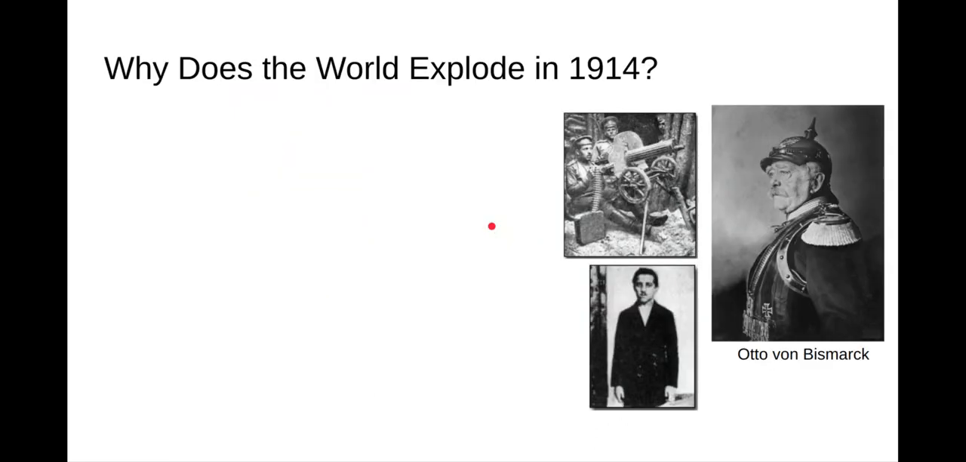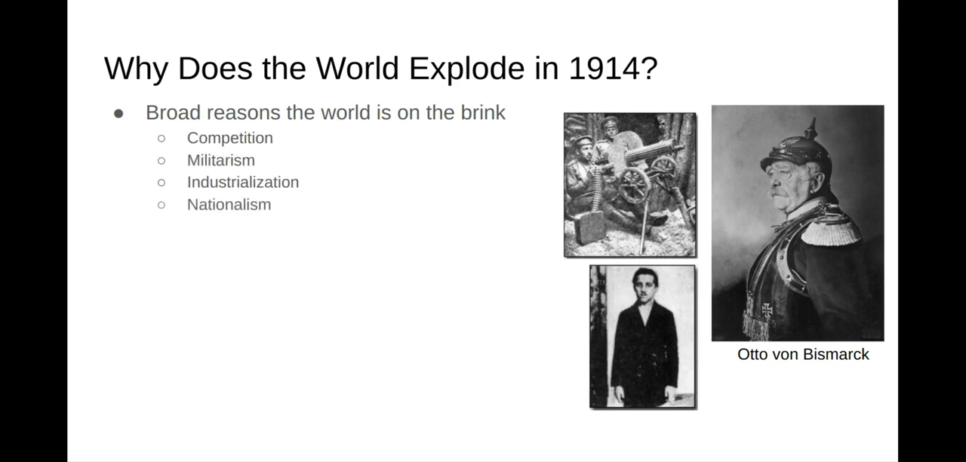So let's go through why the world explodes in 1914, and let's go through a larger overview of this. Some of the broad reasons the world is on the brink we've already talked about. We've already talked about militarism and colonialism. We've talked about industrialization, and we've talked about nationalism and the competition between these different emerging European nations who are so powerful, and how they are trying to maintain a balance of power even as they're competing against each other, and even as their militaries are getting stronger and stronger.